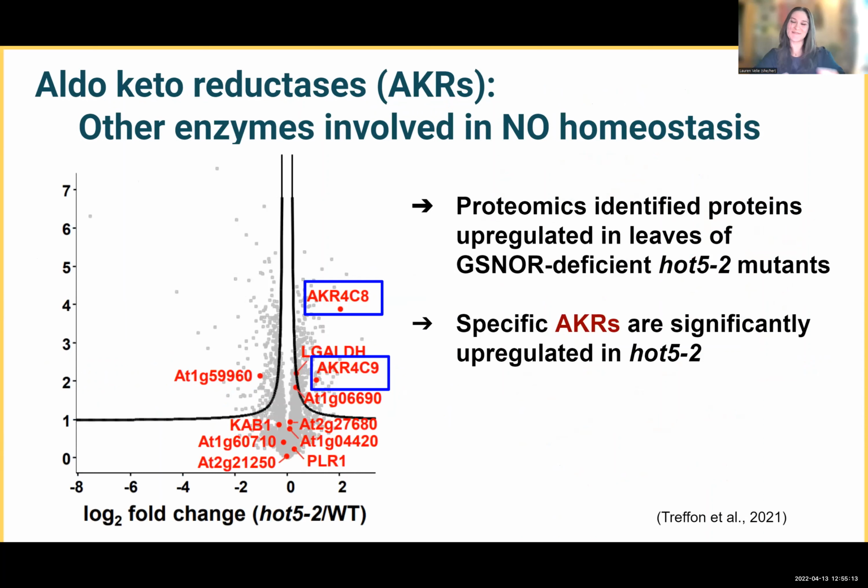So, other enzymes involved in nitric oxide homeostasis. I have a volcano plot to the left of the slide. To the right of that spike in the middle are upregulated proteins in our GSNOR-deficient plants, that is, lacking GSNOR and unable to modulate GSNO levels inside of the cell, compared to wild type expression. So we can see that these two, AKR4C8 and C9, are significantly upregulated. They have a positive log fold change in these GSNOR-deficient mutants.